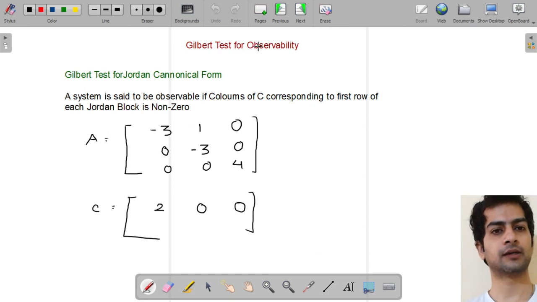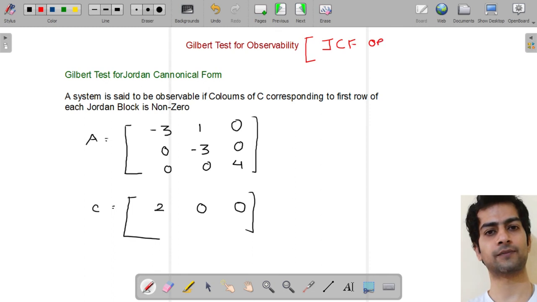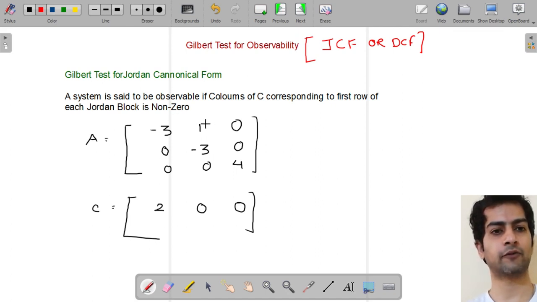Now coming to the Gilbert test for observability, here also the same two conditions apply, that matrix A should be in Jordan canonical form or diagonal canonical form. So first we will look into the Jordan canonical form. First going through the definition: a system is said to be observable if the column of C corresponding to the first row of each Jordan block is not zero. Let's see an example, then it will be clear.